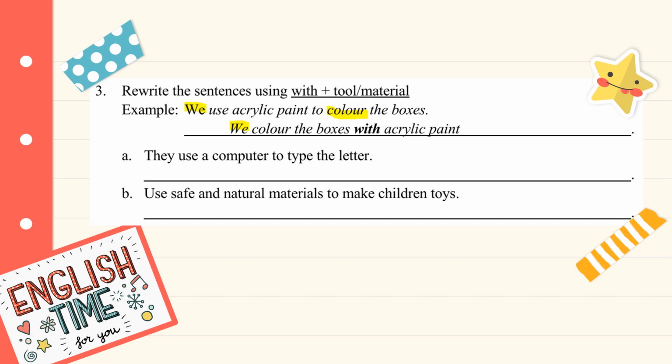So we color the boxes with acrylic paint. Okay, and what's your answer for the next one? The word after to is type, and we have they as the subject here. So the answer must be they type the letter with a computer. Now, what's your answer for B? The word after to is make. So we must start with make. Do we have a subject in B? No, there is no subject. That's why you start with make, like this. Make children toys with safe and natural materials. Okay?